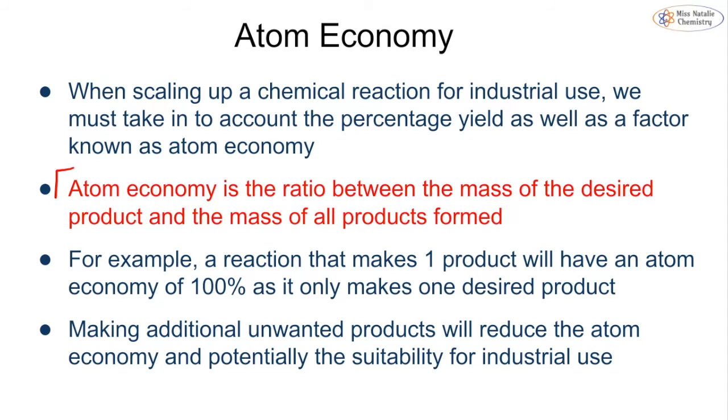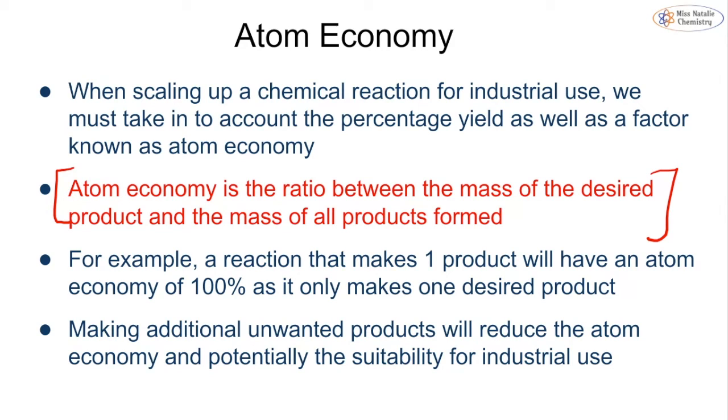And atom economy is the ratio between the mass of the desired product and the mass of all the products formed. So for example, if you make products in a particular reaction and you only want one of them and you make 5 other products that are wasteful, that's not very economical. So that's not going to be a good business plan for an industrial company who's wanting to make a product. You want to be able to make your product with as little waste as possible. So the atom economy is a quantitative measure of that.